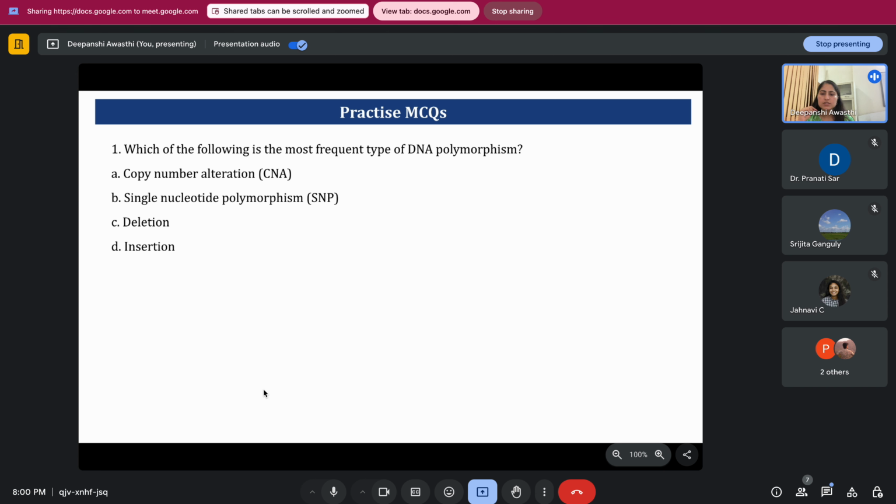Okay, so the first MCQ was: Which of the following is the most frequent type of DNA polymorphism? Option A is copy number alteration. Option B was single nucleotide polymorphism. Option C is deletion, and option D is insertion. So in this you have to tell which DNA polymorphism is frequently observed. Okay, so anybody wants to answer? Okay, then I'll quickly tell you the answer also.